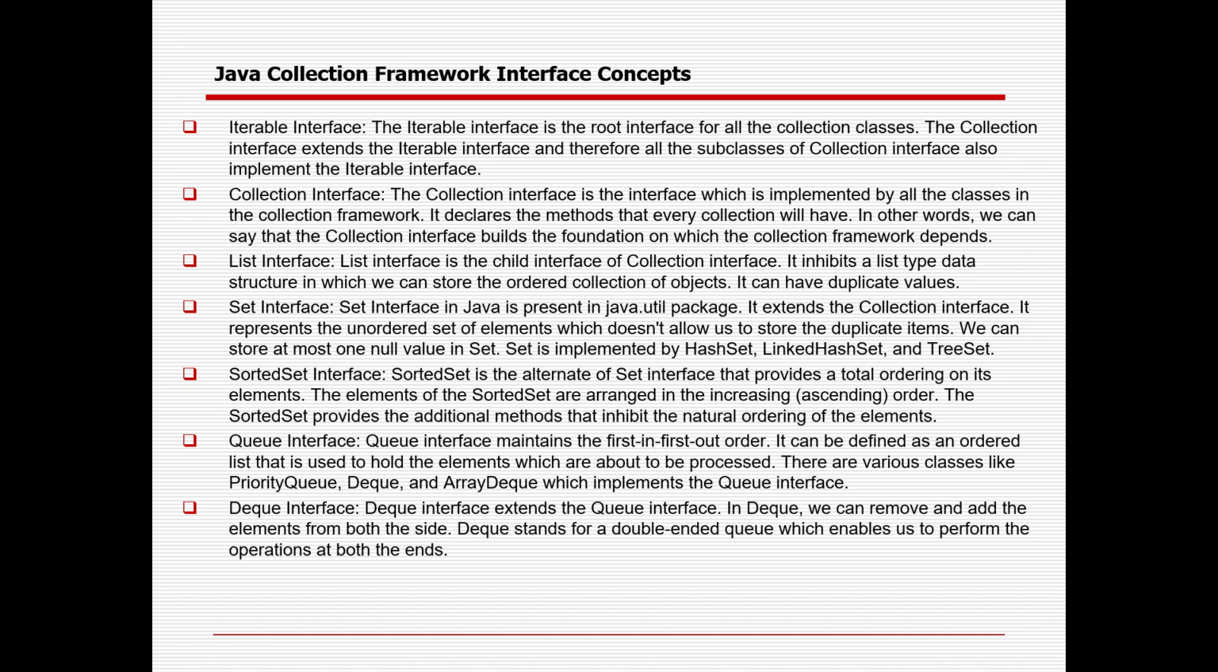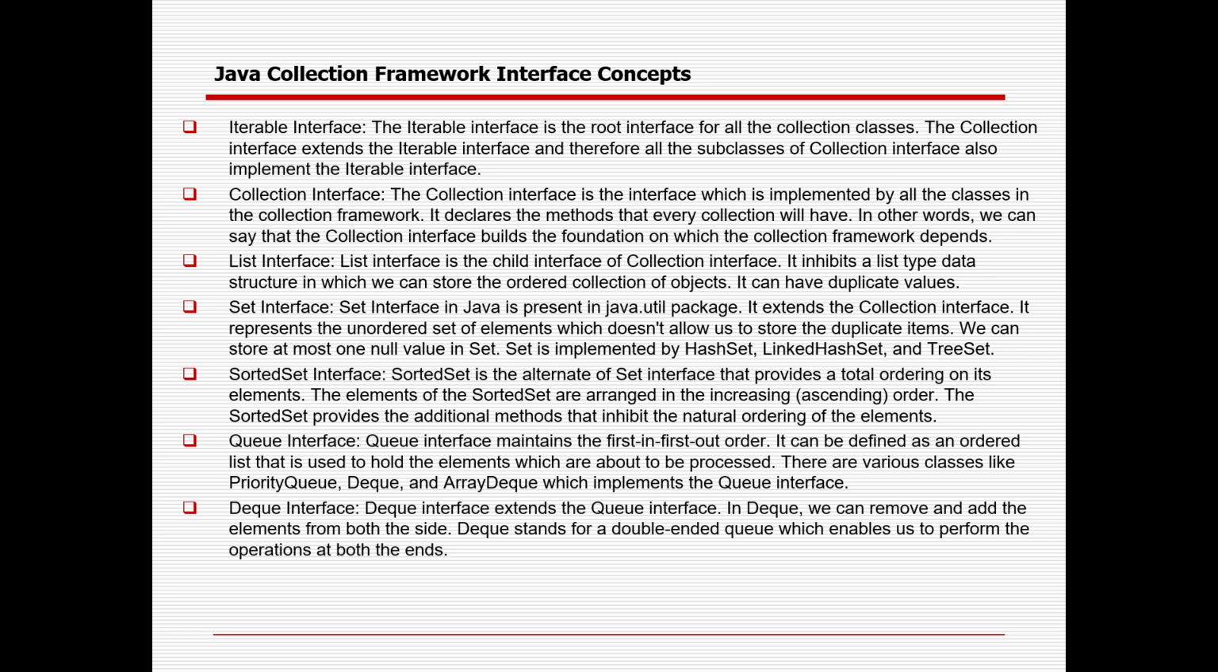List part, I already told. The List interface is the child interface of the Collection interface. It exhibits a list type data structure in which the user can store an ordered collection of objects. It can contain duplicate values. But Set, what is Set? It contains unique values. The Set interface in Java is present in the java.util package. It extends the Collection interface. It represents an unordered set of elements which does not allow the user to store duplicate items. But the order, nobody can guarantee. Whatever order it is printed in, it will not follow any order.